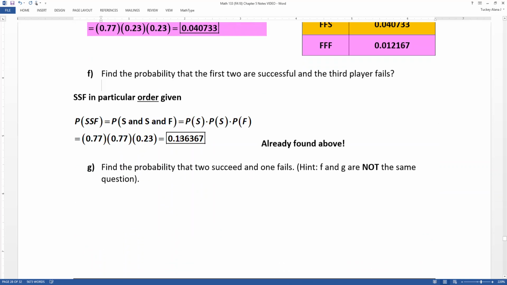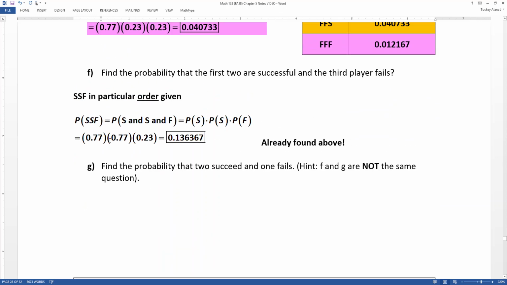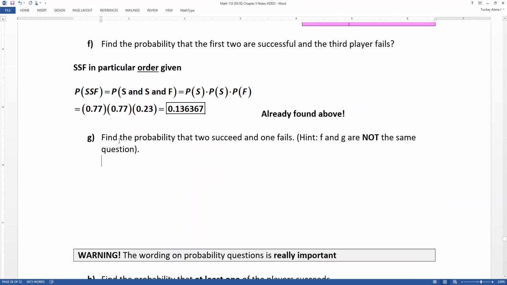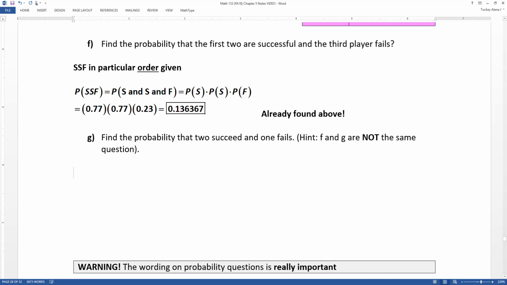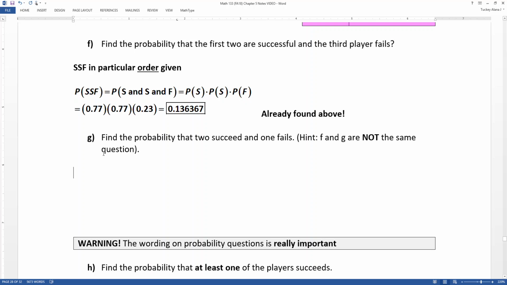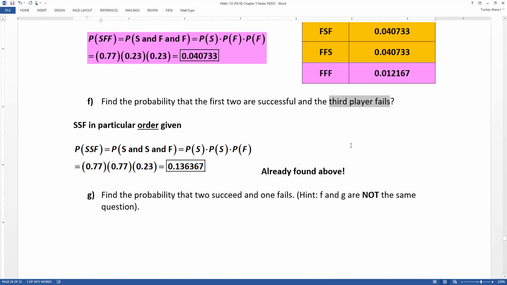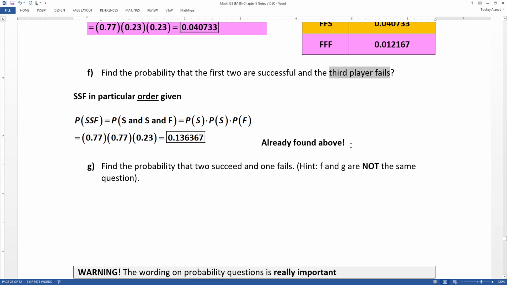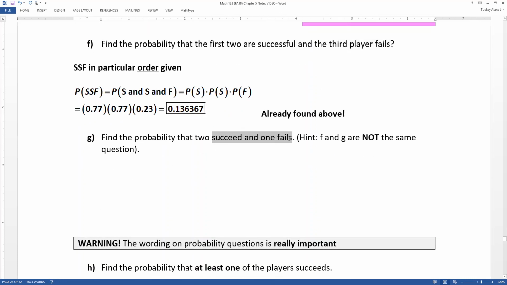All right, now let's look at the next question, because I wanted to trip you up here. For letter G, I want you to find the probability that 2 succeed and 1 fails. Now, here's a hint. This is not the same question as above. Two succeed and one fails, who's the failure? Is it the third person that's the failure? Or could it be the first person that's the failure? So up here, the third player fails implies that Kevin is the failure. You remember LeBron, Steph, Kevin. Just randomly chosen names.